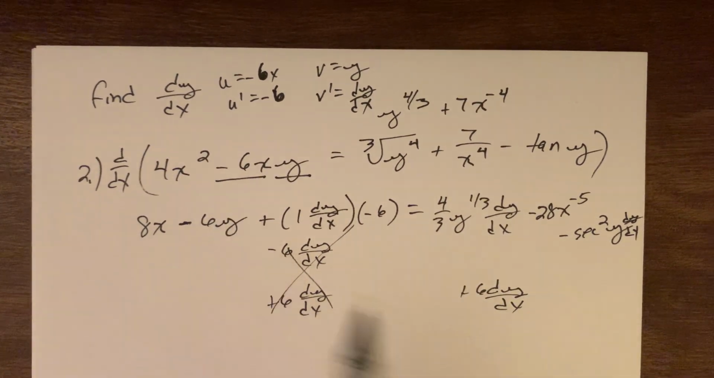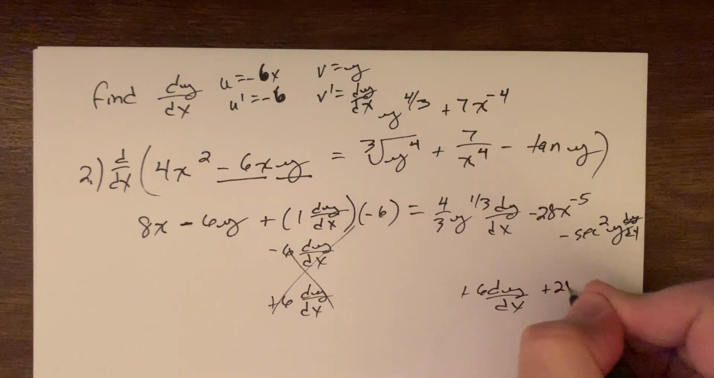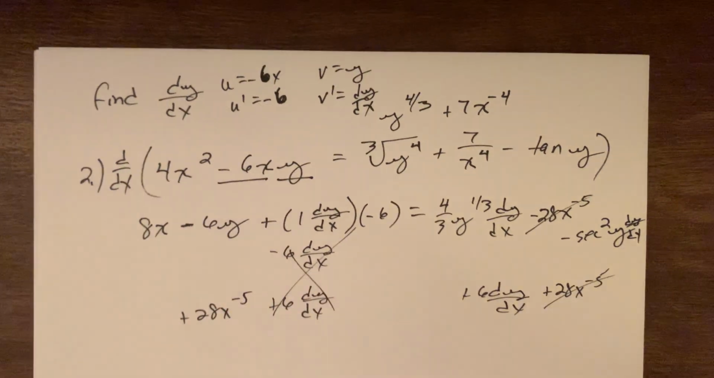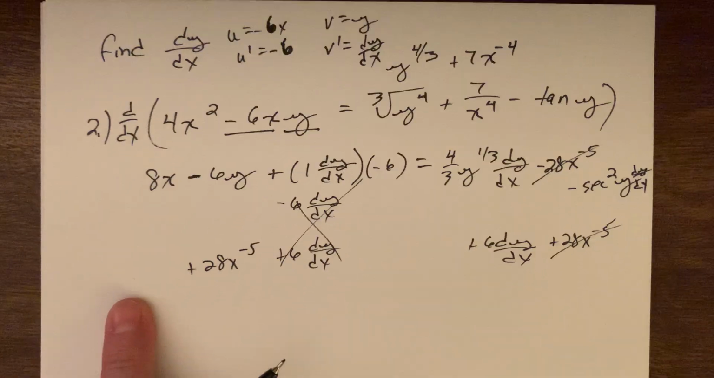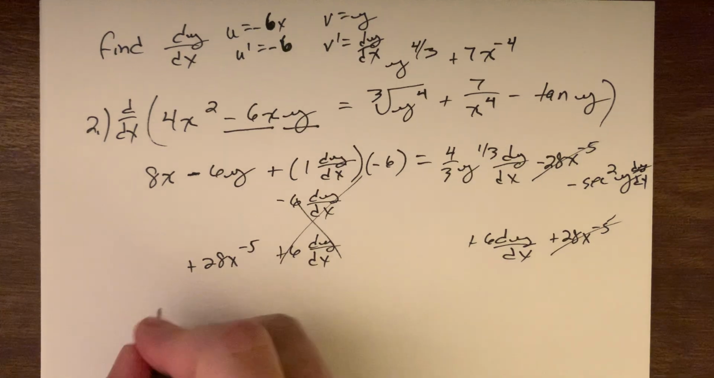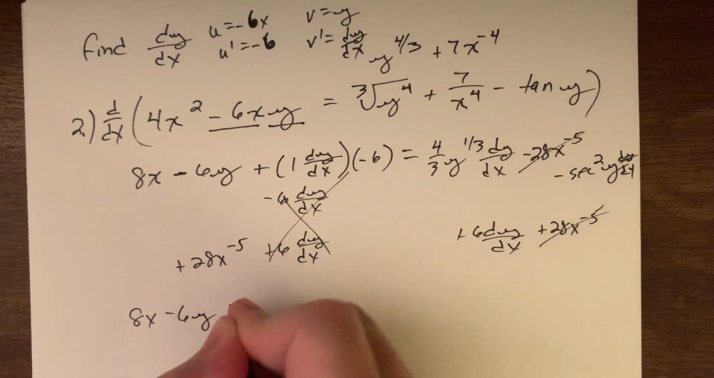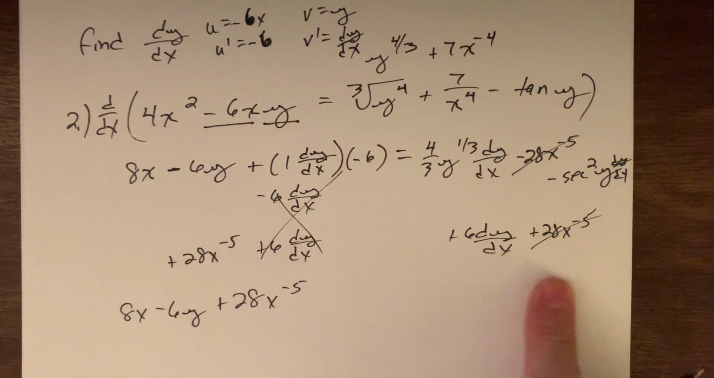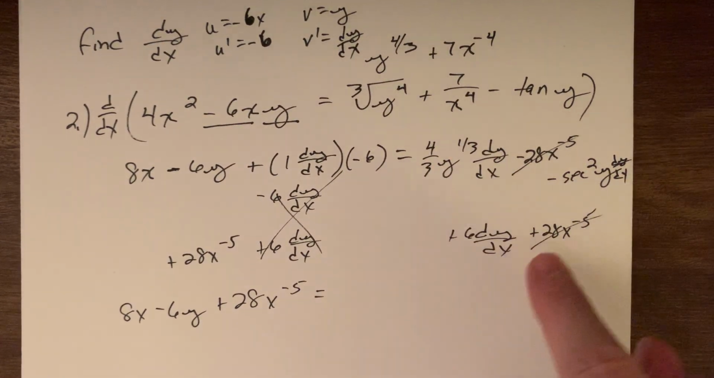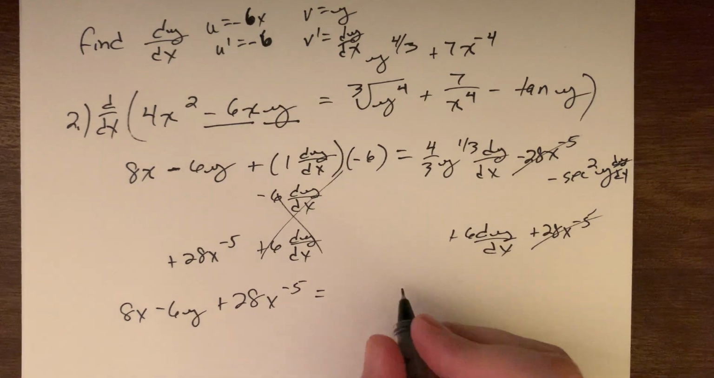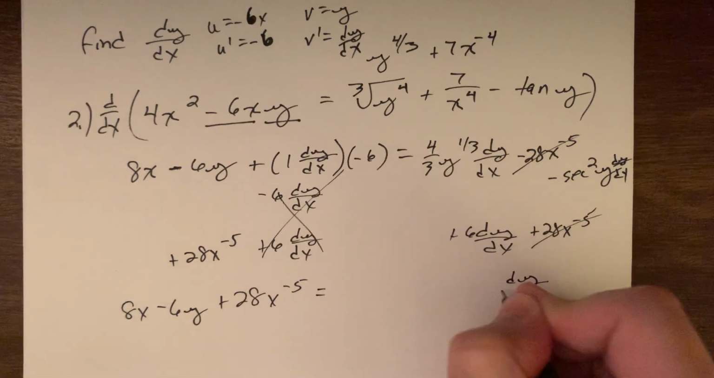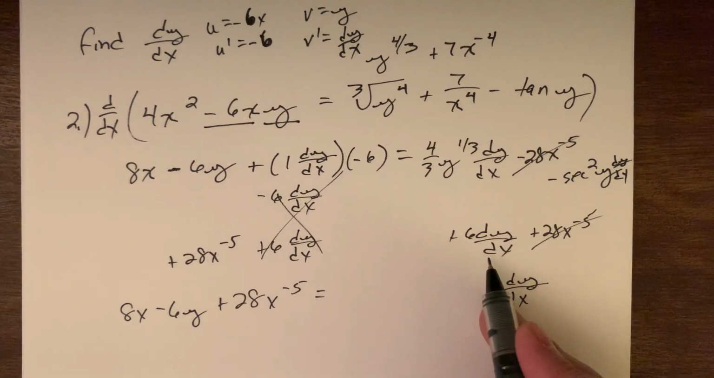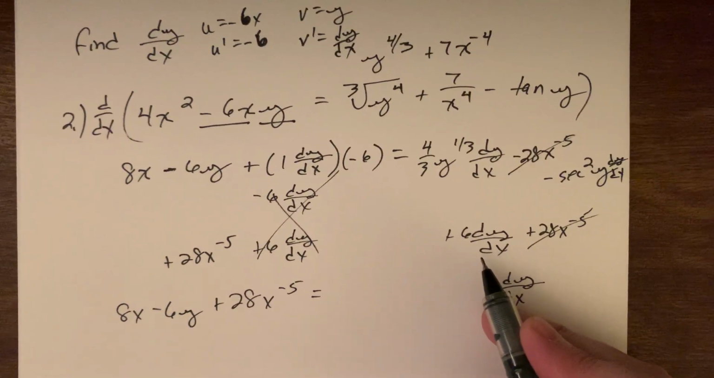One non-dy dx term, I'll do a plus 28x to the minus 5 to get the non-dy dx's together. These do not combine, so I've got an 8x, a minus 6y, plus 28 x to the minus 5. Over here, all of them do have the dy dx, so I'm going to factor that dy dx out right now. What's left? The dy dx, the dy dx, the dy dx. If they had anything more in common, that's great.